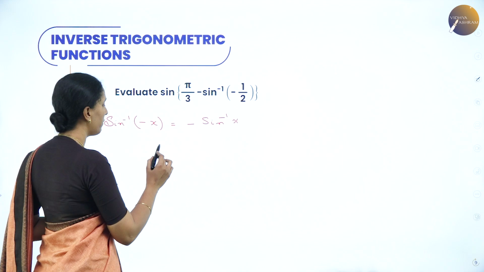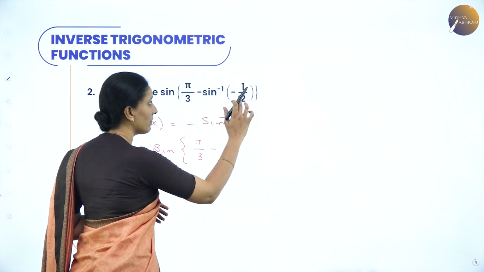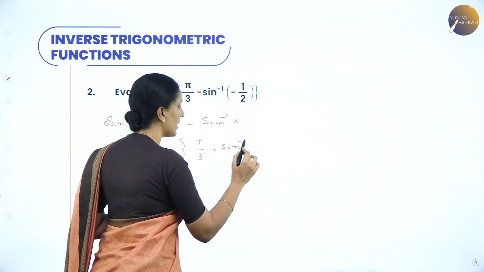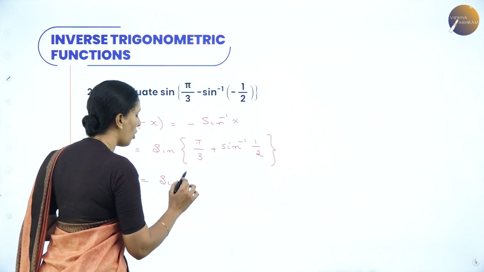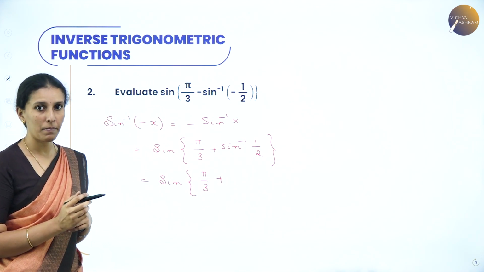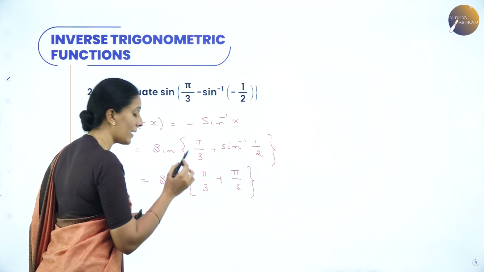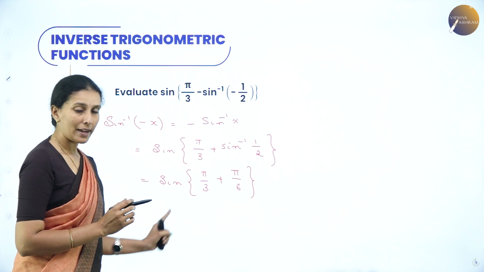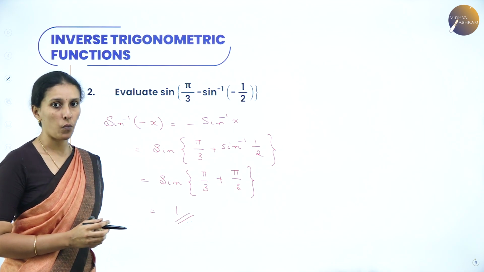Therefore, here sine of pi by 3 minus sine inverse of minus half can be written as minus sine inverse half, which will become plus sine inverse half. Now, for what angle will we get the value 1 by 2? That is for 30 degree, pi by 6. So, sine inverse half can be written as pi by 6. So, pi by 3 is 60, pi by 6 is 30, 60 plus 30 is 90 and sine of 90 degree is 1. So, the value of this function is 1.